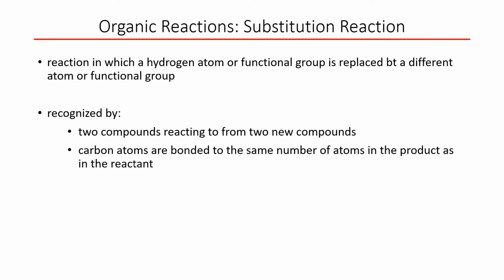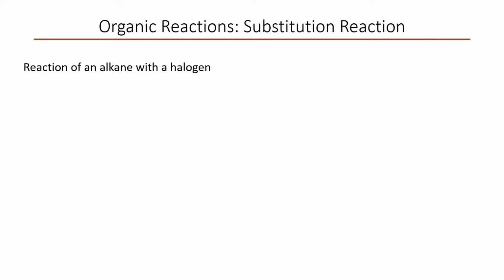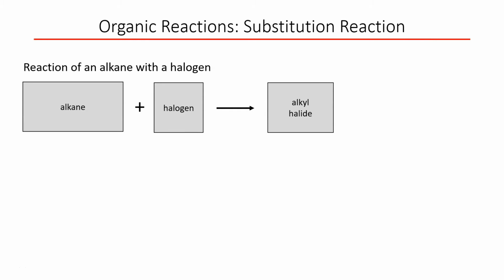Our next type of reaction are substitution reactions. This is where we replace either a hydrogen atom or a functional group with another functional group. Okay? And so we form two compounds, and usually we require two reactants. So for example, we can have an alkane react with a halogen, and I could get an acyl halide.